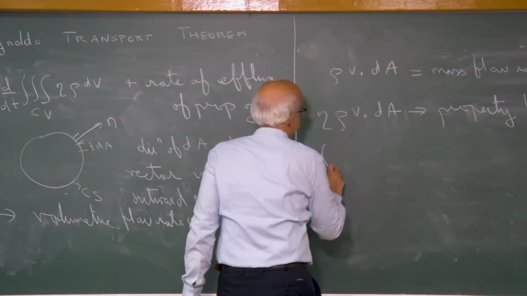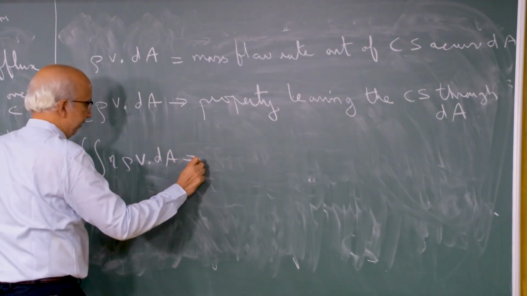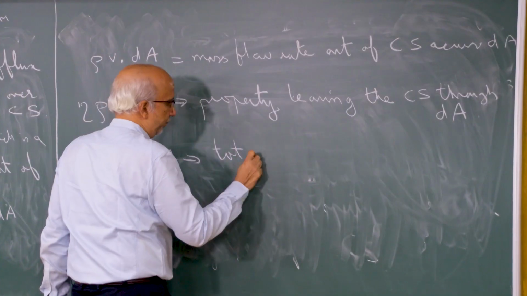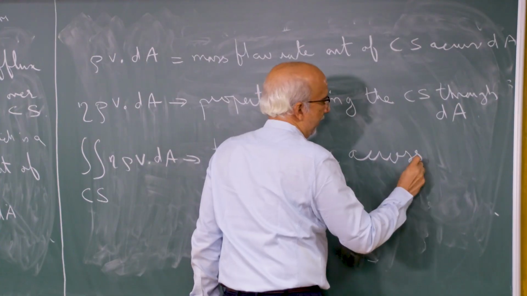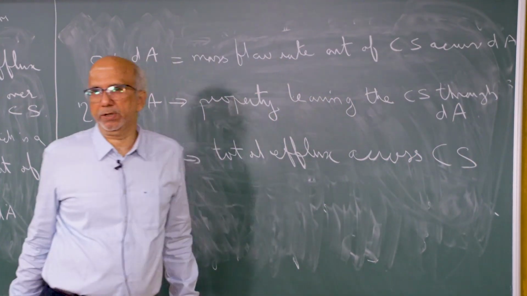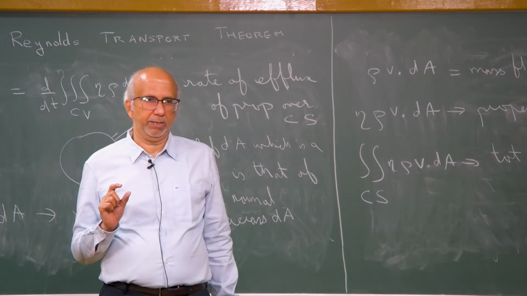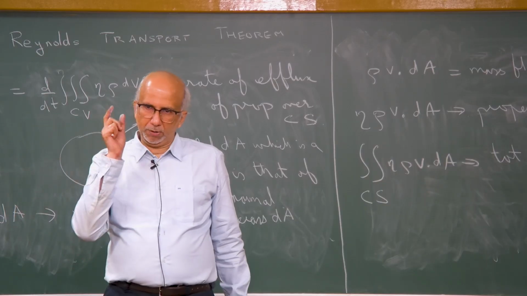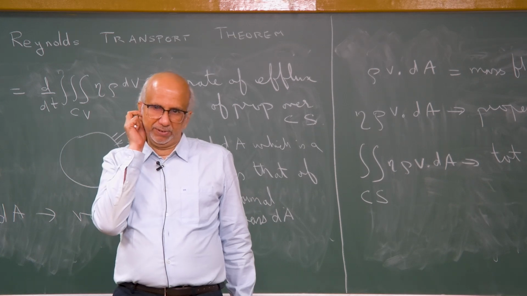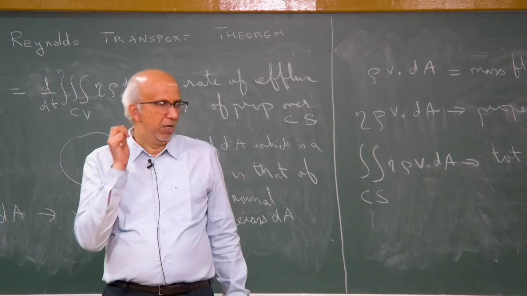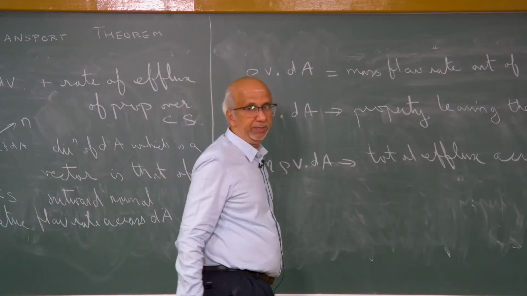So, if I integrate this thing over the control surface dA, this is the total efflux across the control surface, okay. dA is just a small element in the control surface, and if I integrate this, I find out what the property efflux was across the full control surface. So, I am integrating eta rho V dot dA throughout the surface. That is my third term, rate of efflux of property across the control surface.